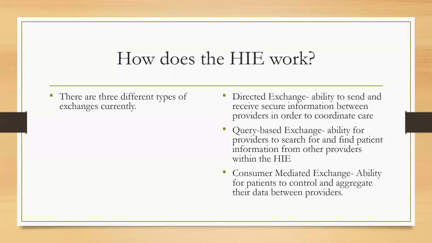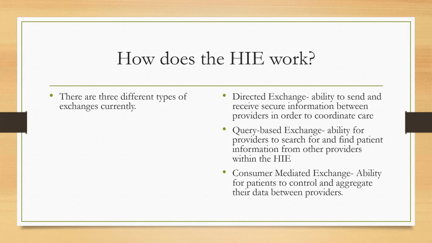Right now, there are three different types of exchanges. There's a directed exchange, which is the ability to send and receive secure information between providers in order to coordinate care. For example, if you need a specialist referral, say to a cardiologist, your primary care doctor can send the direct information orders to the cardiologist through an HIE, and anytime the cardiologist updates information or puts it into a system, that information can be directly rerouted back to primary care providers, so both providers have instant access to all information at once.